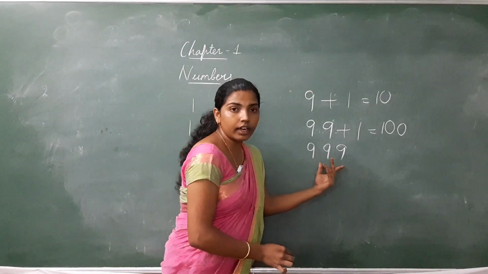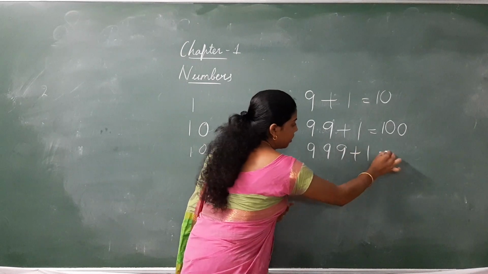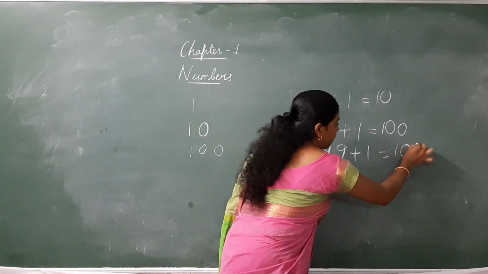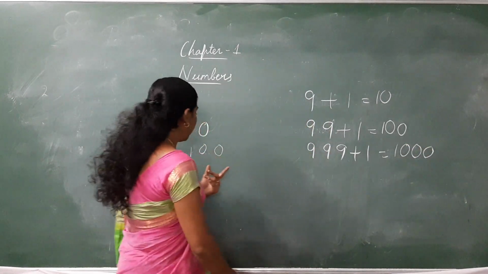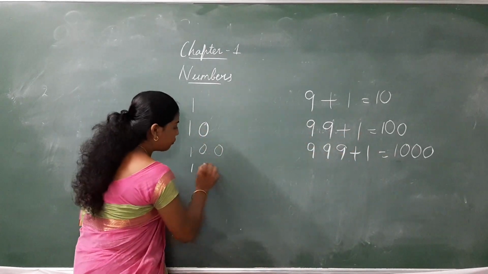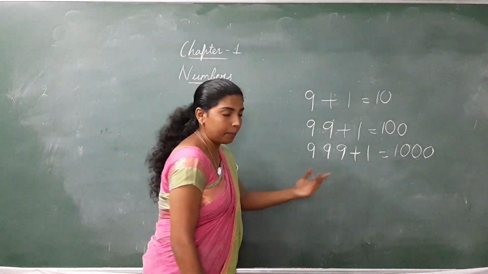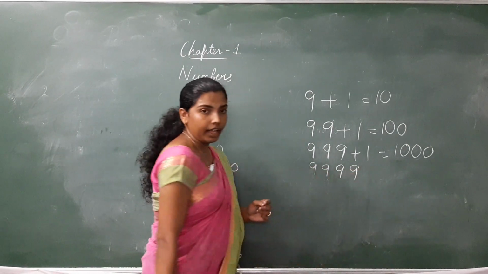For that, we should add 1 to the largest three-digit number. 999 plus 1 is 1 followed by 3 zeros. This is the smallest four-digit number. Now, next we have to write the largest four-digit number. The largest four-digit number is 9999.